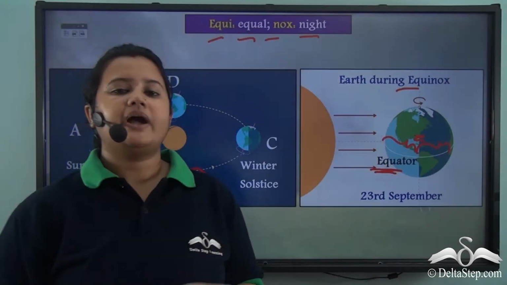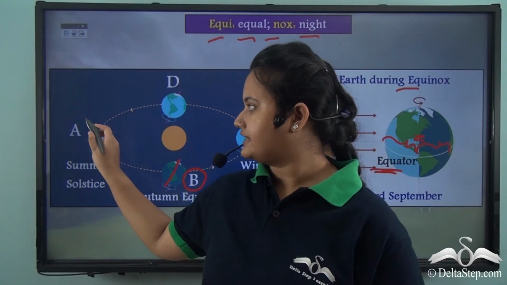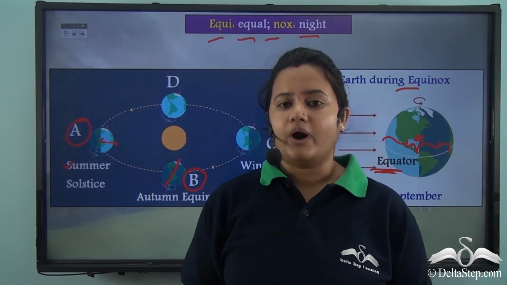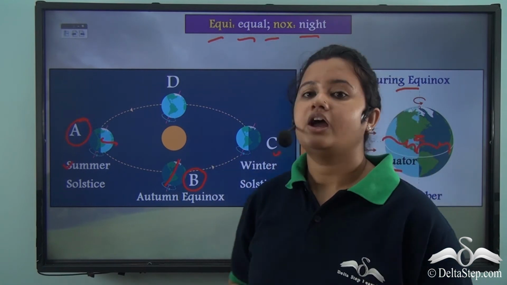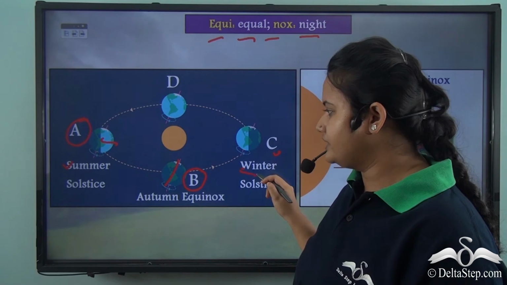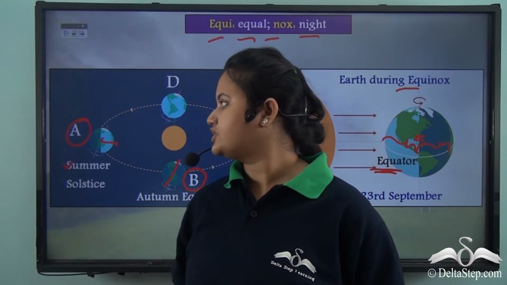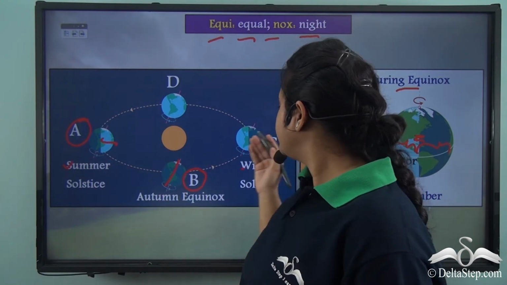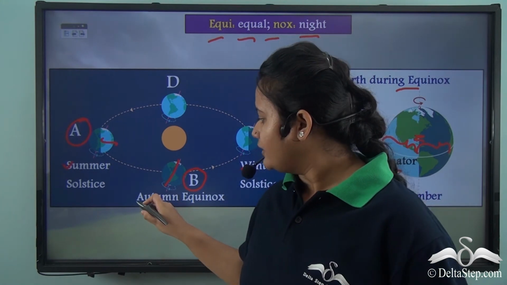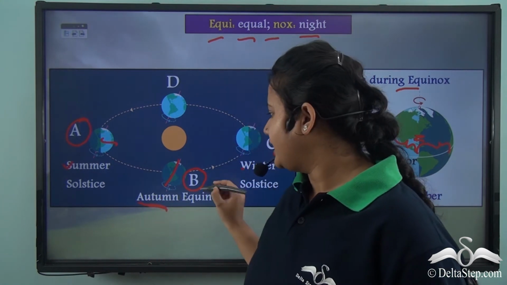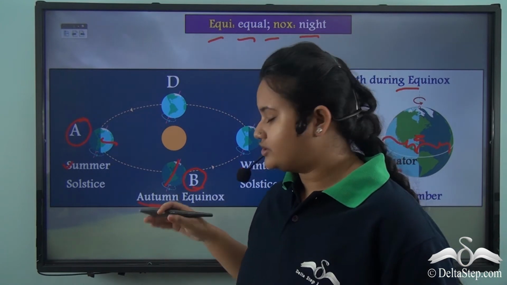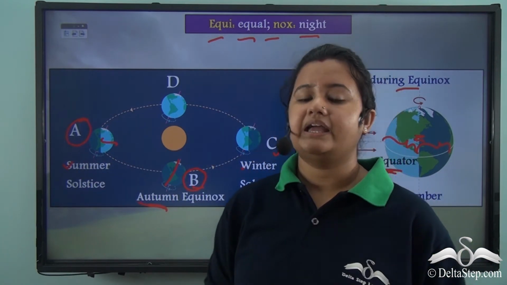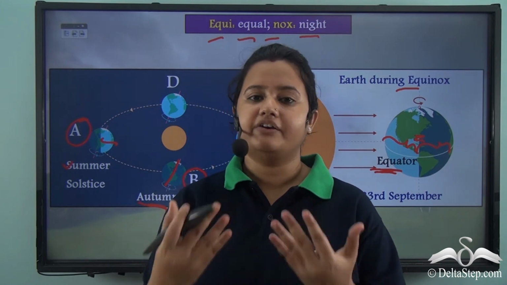Now, at position A, we have already discussed that the northern hemisphere experiences summer, while at position C, the northern hemisphere experiences winter. So, as the earth moves from position A to position C, there is a transition from summer to winter. So, we can say that the northern hemisphere at position B experiences autumn, which is a transition period from summer to winter, while in the southern hemisphere the conditions are reversed.